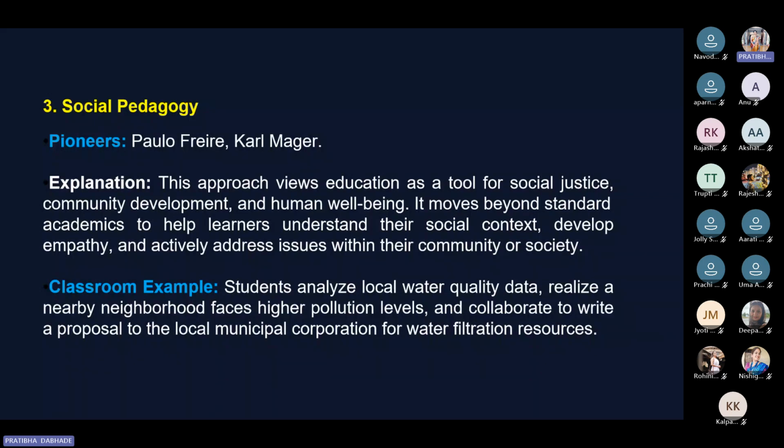Yes. So when we are going with this type of pedagogy, the learners understand their social context, develop empathy, and actively address issues in their community and society. So it is expected that not only should they empathize. See, when we talk about empathy, what is the basic difference between sympathy and empathy? Any one of you? Yes? Come on, tell me the basic difference between sympathy and empathy.